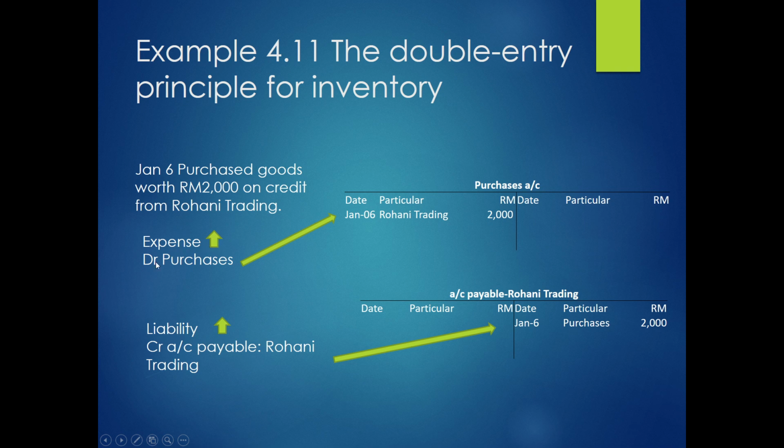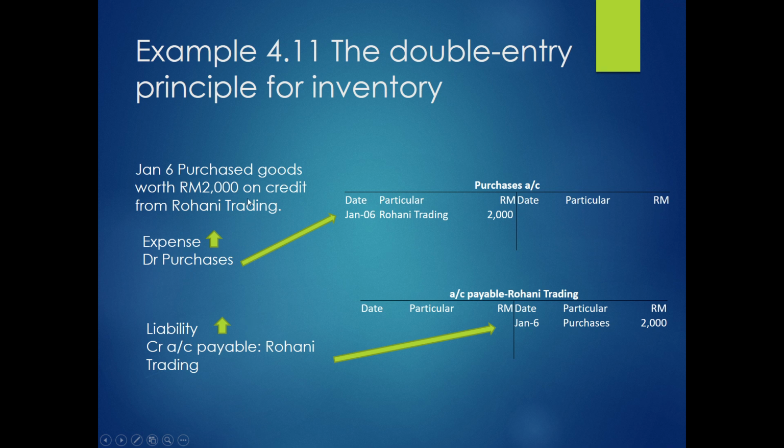Expense increase, debit. The account to be debited is purchase account. In purchase account, the entry is made in the debit side. The date is January 6, particular is Rohani Trading, and the amount is 2,000 ringgit.